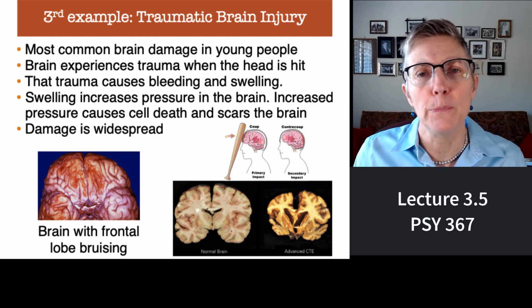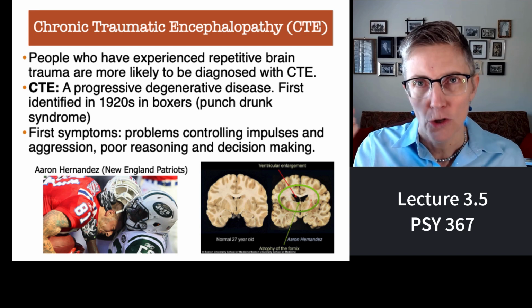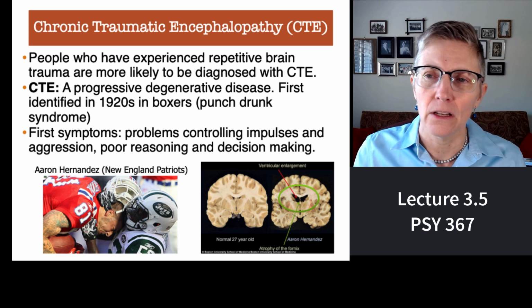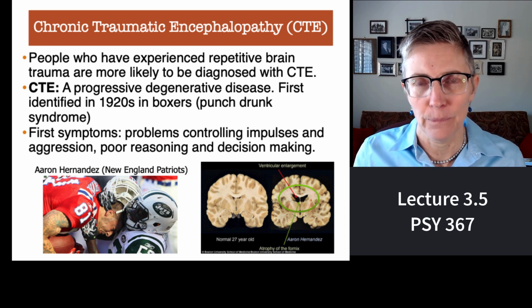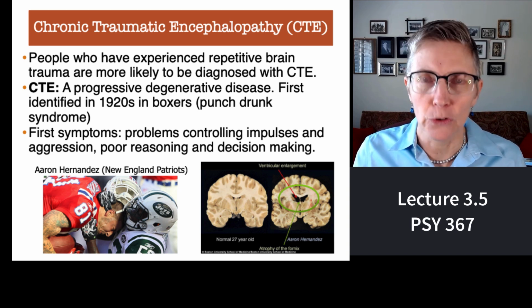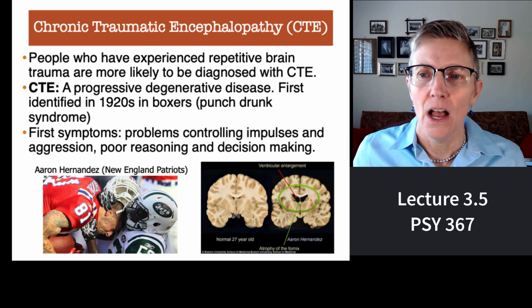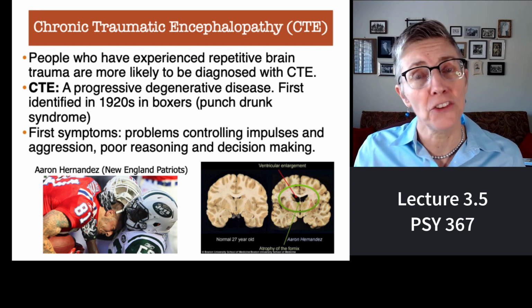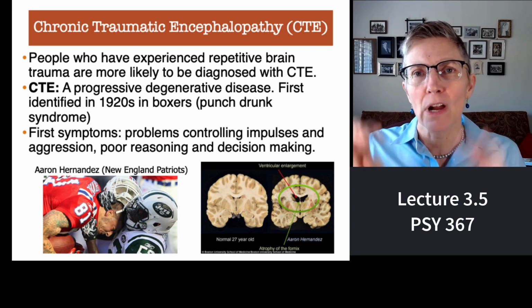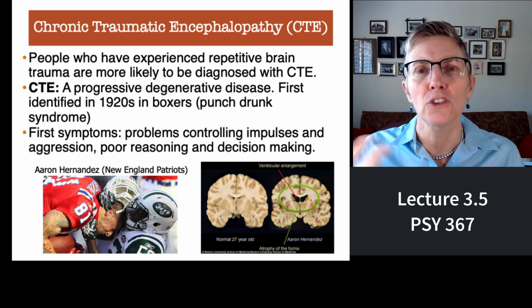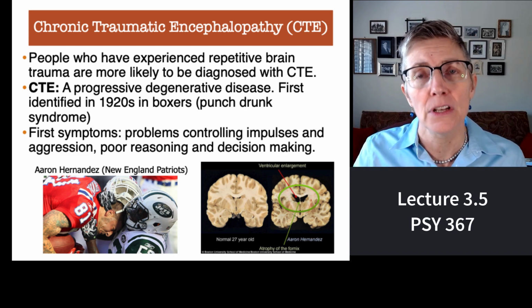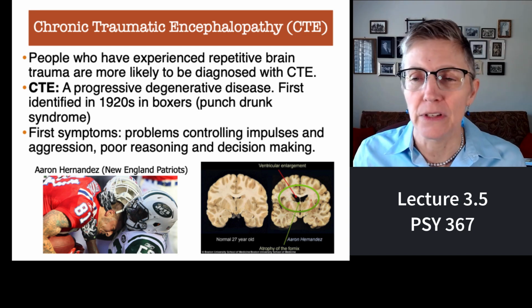People who have experienced repeated trauma, repeated hits to the brain, develop something called chronic traumatic encephalopathy, or CTE. It's much easier to say. CTE is a progressive degenerative disease. It was first identified actually 100 years ago in boxers. When boxers got hit too often, they were described as being punch drunk. They looked like they were drunk. They couldn't get around very well. They made poor decisions. They had all sorts of problems that drunks have.